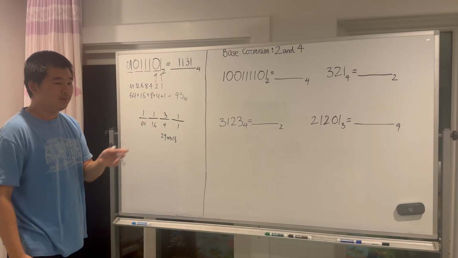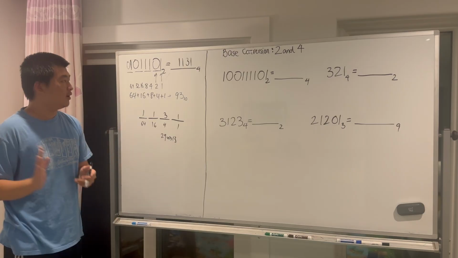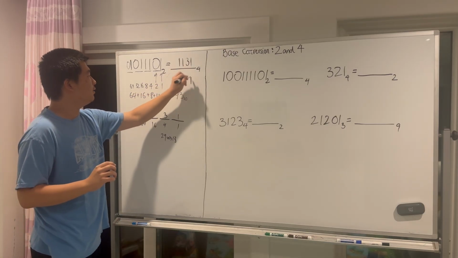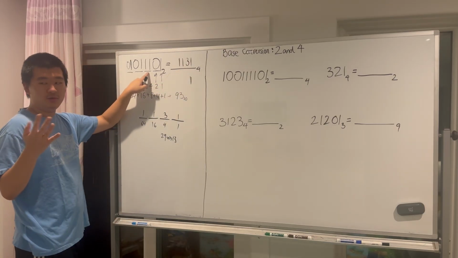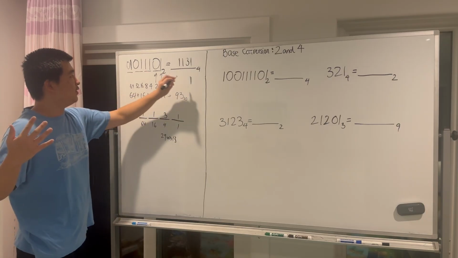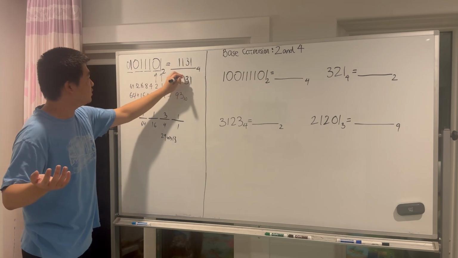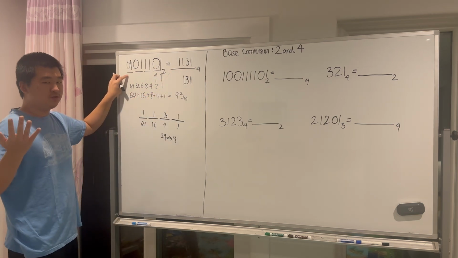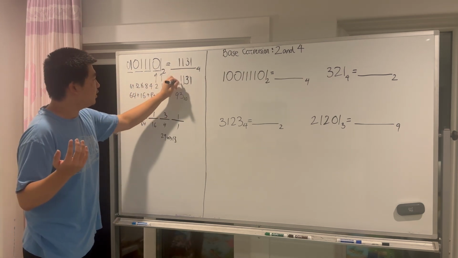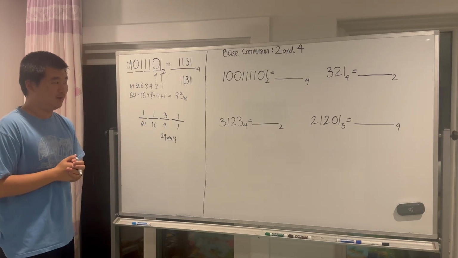What's 0, 1 in base 2? Well, that's just 1. So we write 1. What's 1, 1 in base 2 translated to base 4? That's 3. What's 0, 1 in base 2 translated to base 4? That's 1. And what's 0, 1 in base 2 translated to base 4 again? It's 1. And so our answer is 1131.